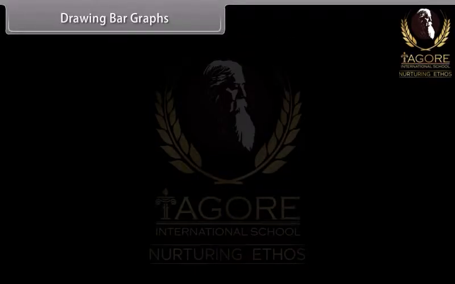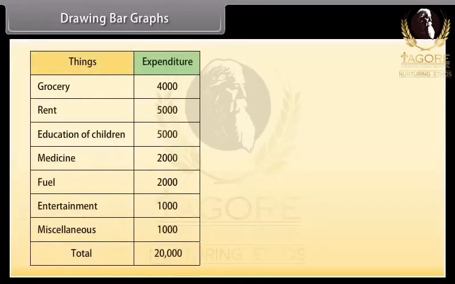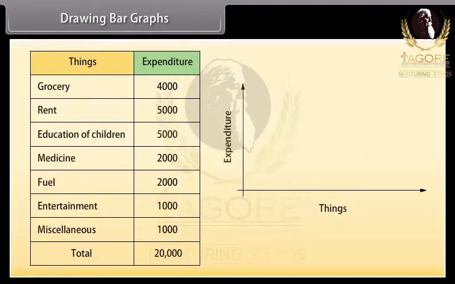Drawing bar graphs. Now we will learn how to draw the bar graph. Look at this table. This shows the data of the expenditure of the family with a monthly income of 20,000. Let us draw a bar graph of this data. For making the bar graph, we use the things given on the horizontal axis and expenditure on the vertical axis.